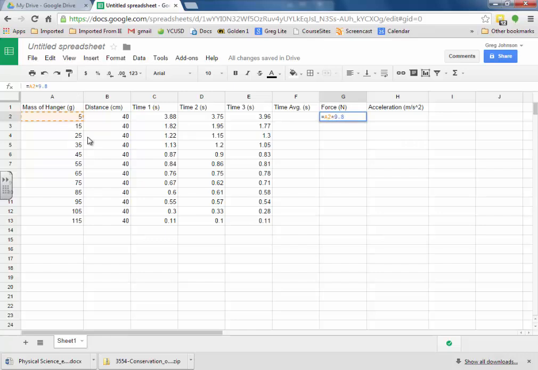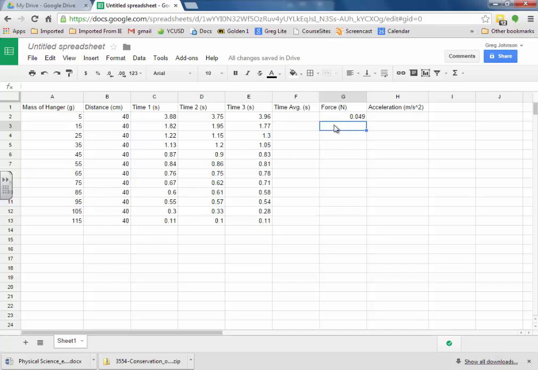Now the only problem here is these masses are in grams and not kilograms. So part of the conversion, you'd have to take that mass and divide it by 1,000. So I'm going to go back here and insert a divided by 1,000. That little bit there is the mass in kilograms multiplied by 9.8. Let's see what we get when I hit enter. I get 0.049 newtons.